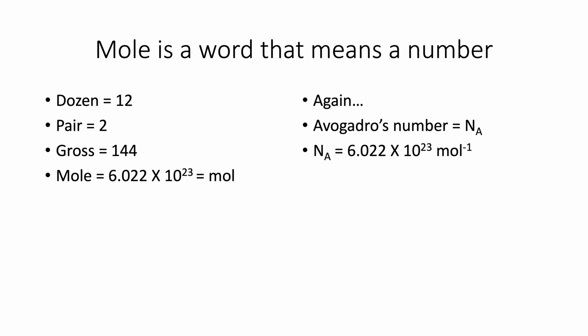Now, for whatever reason, this really confuses people, but it really shouldn't be confusing because you're used to words that mean numbers. So the word dozen means 12, a pair is 2, a gross is 144. A mole is 6.022 times 10 to the 23rd. And by the way, we abbreviate mole as mol. And again, just to review, Avogadro's number is this number. The symbol for Avogadro's number is capital N subcapital A, and we make a big deal about units. Avogadro's number has no unit in the numerator, it's just moles in the denominator, so it's whatever per mole.